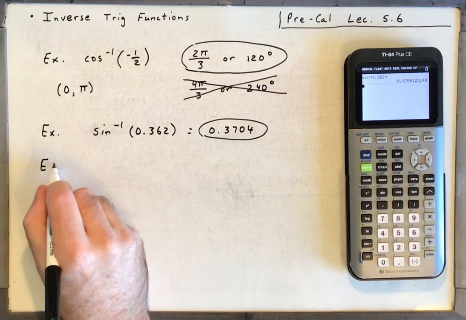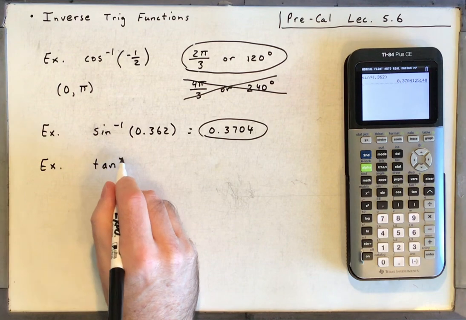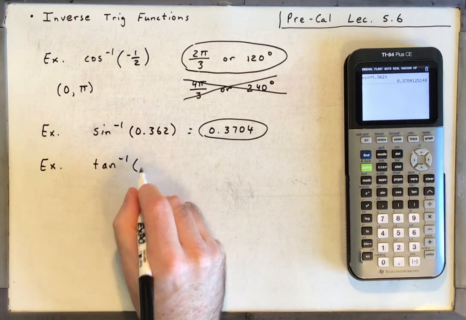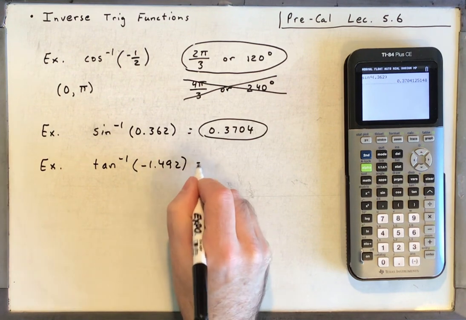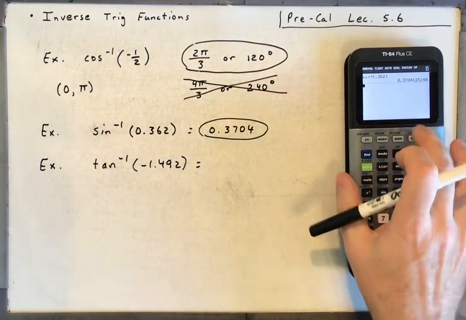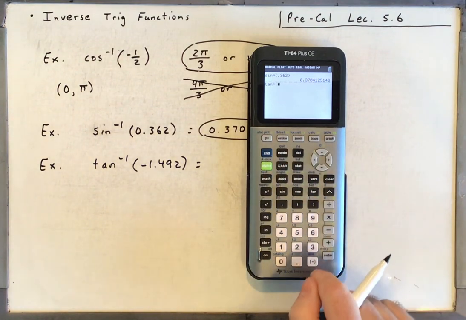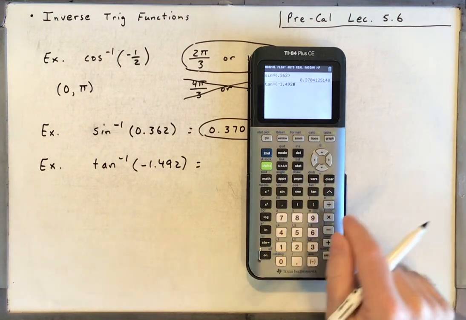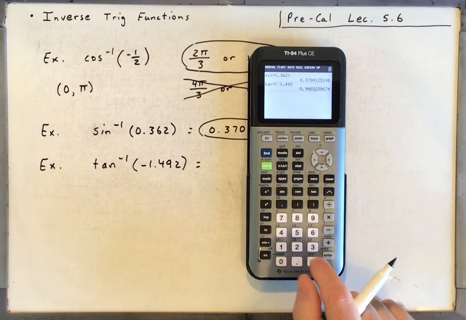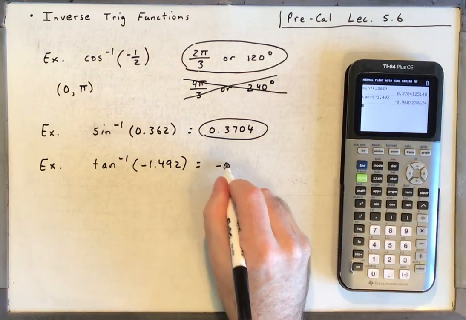The next example, you can try this one on your own. We're going to take the inverse tangent, in radian mode, of negative 1.492. All right, so hit the second button, tangent, negative 1.492. I don't think you have to close the parentheses. Let's see. No, you don't. And that is negative 0.9803.